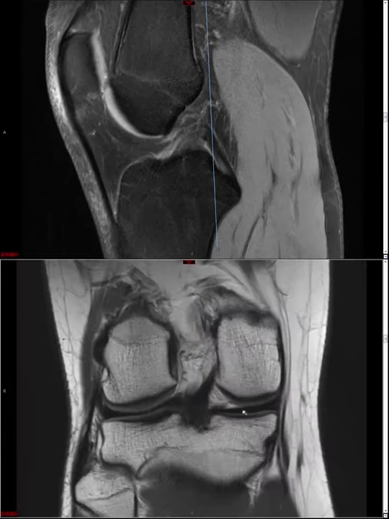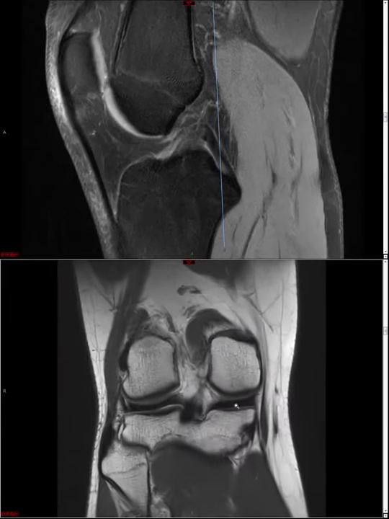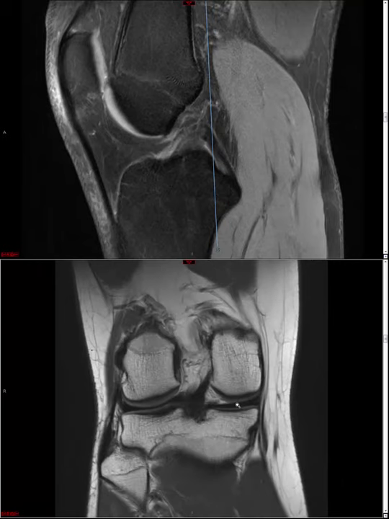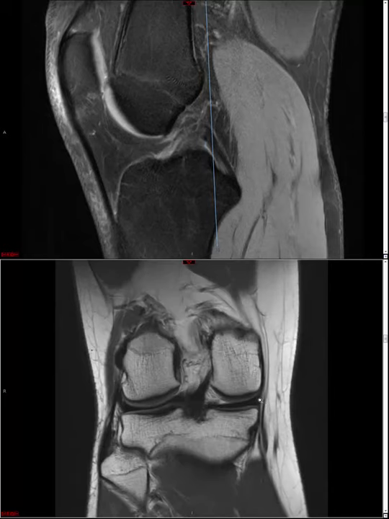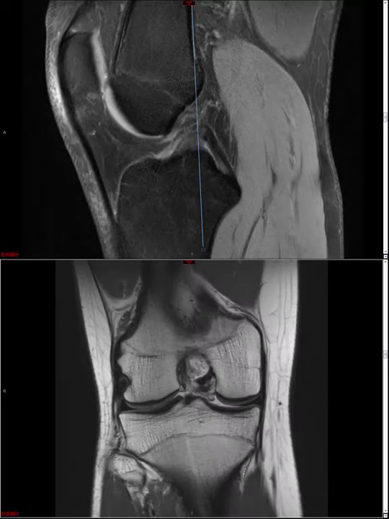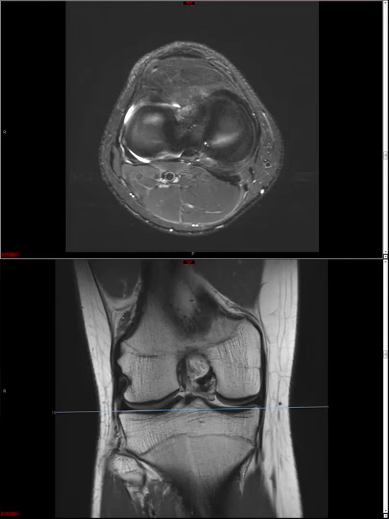If you were to overlook that, what you may also see is significant peripheral extrusion of the meniscus. So when I see peripheral extrusion of the meniscus, we don't necessarily call tear, but that's an invitation to go back and look for a possible posterior root tear of either meniscus.